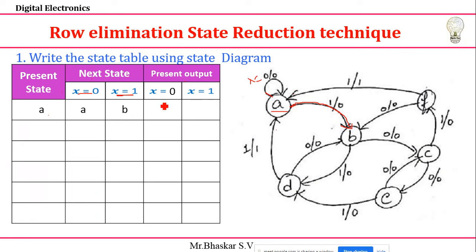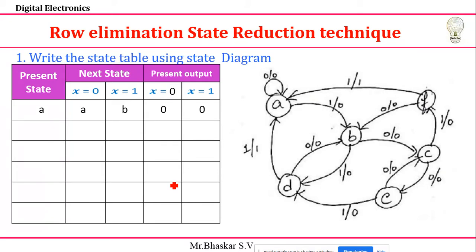Next, what are the outputs? It's a Mealy style, you already know that. These are the outputs, bar 0, bar 0, for both cases, x is equal to 0 or x is equal to 1. The outputs are 0, 0, so directly I write 0, 0 here. Is it clear about this? If it is clear, then try the next step.